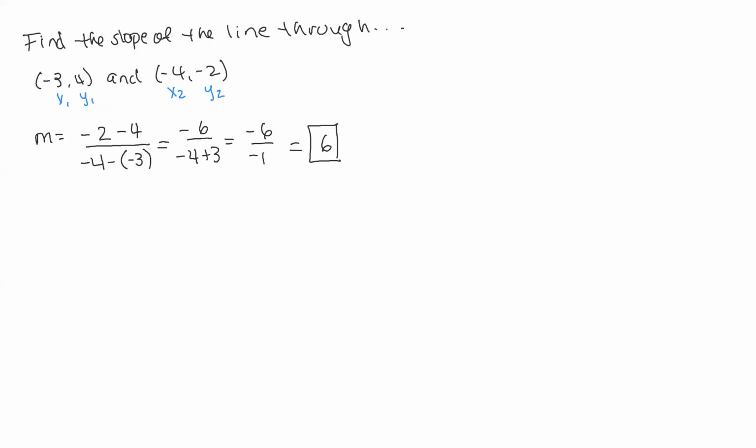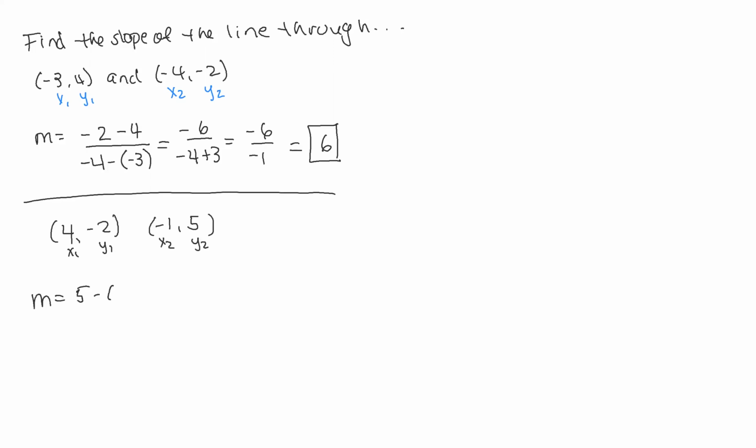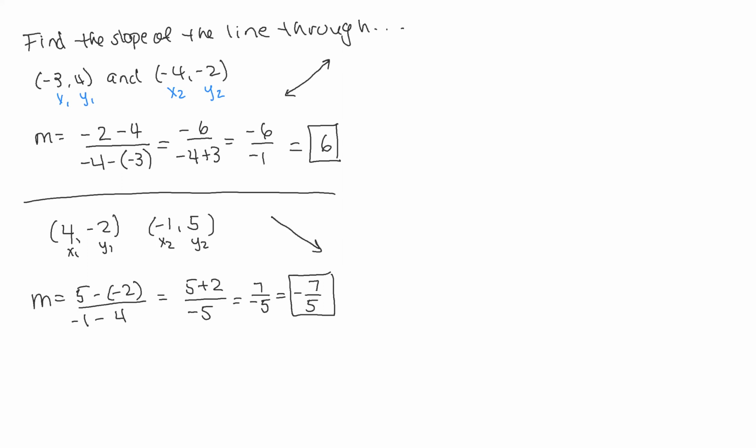So next up, we're going to have the same instructions, find the slope of the line through, but for this example, we're going to have the points 4, -2, and -1, 5. So again, let's say this is x1, y1, x2, y2. So m is the change in y's, so y2 minus y1 over x2 minus x1. Okay, so 5 minus -2 is really 5 plus 2. -1 minus 4 is -5. So 5 plus 2 is 7 over -5. I would just write this as -7/5. Okay, so the first line goes uphill. The second one goes downhill.